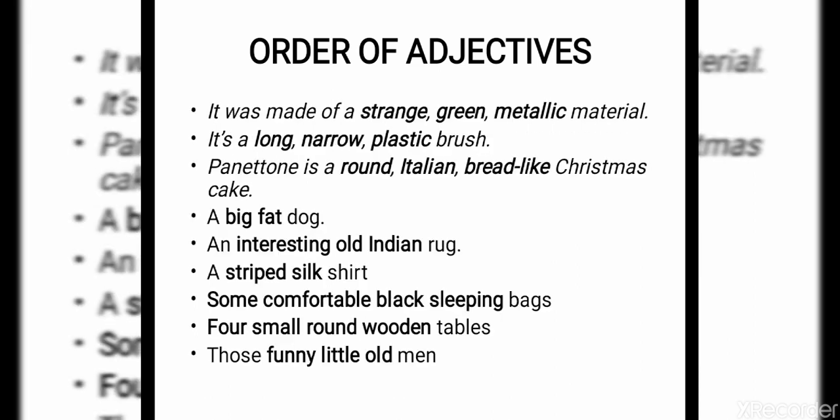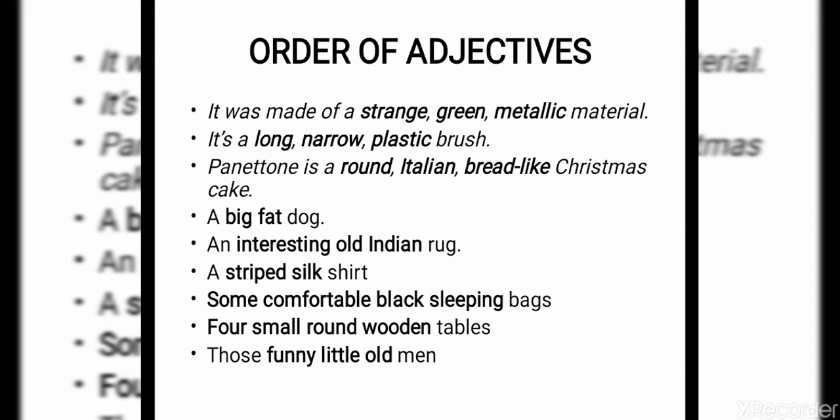Here are some examples for the correct order of adjective. It was made of a strange green metallic material. It's a long, narrow plastic brush. Panettone is round Italian bread like Christmas cake. A big fat dog. An interesting old Indian rug. A striped silk shirt. Some comfortable black sleeping bags.